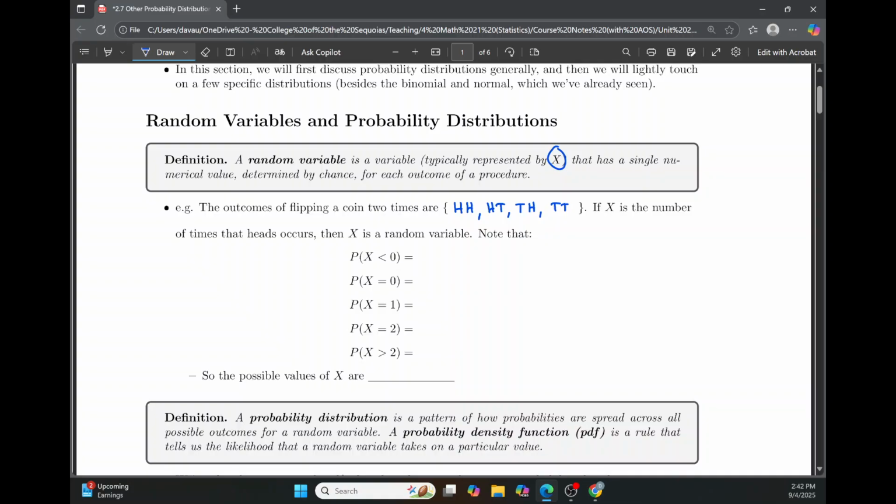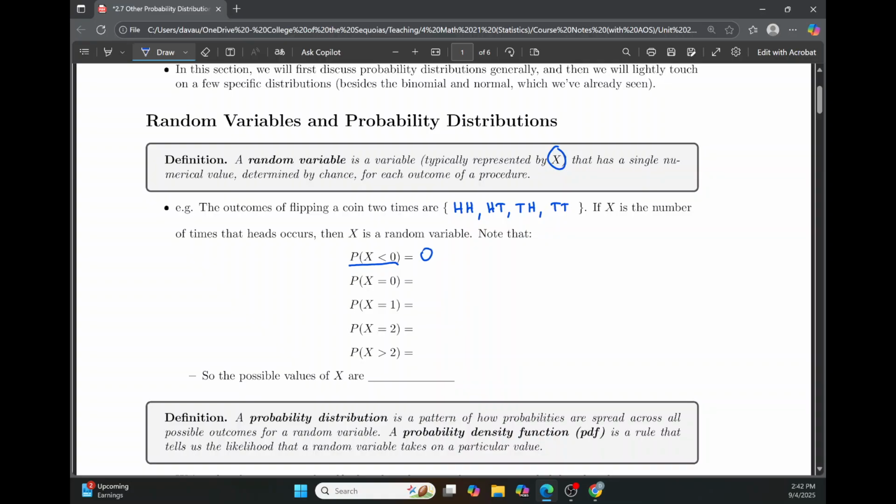We make a random variable out of that by counting up, or measuring, the number of times something occurs. In this case, if x is the number of times that heads occurs, then x is a random variable. Note that there are only certain values that x can take on. For example, it's not possible for x to be less than 0. X can't be a negative number because you're counting up the number of times that heads occurs. You can't say, I flipped heads -7 times. That just doesn't make sense.